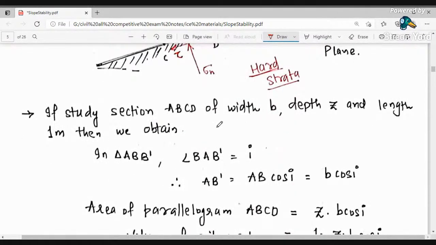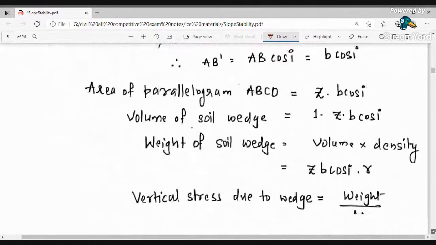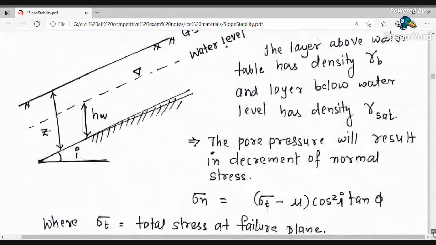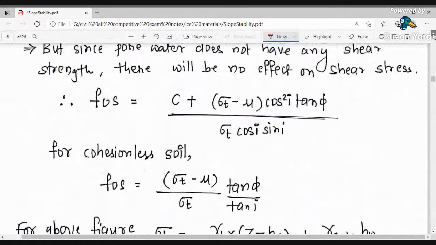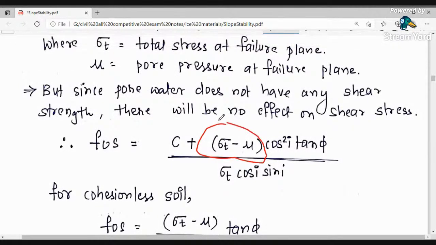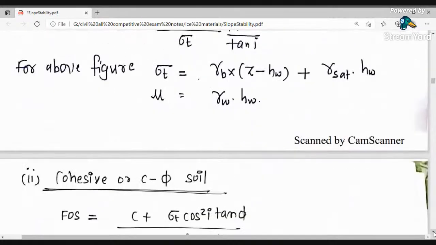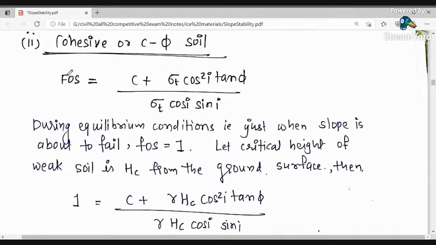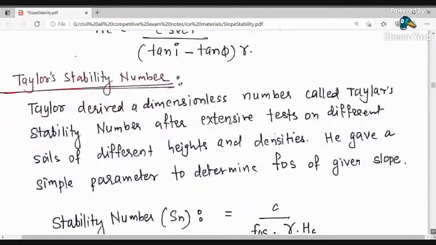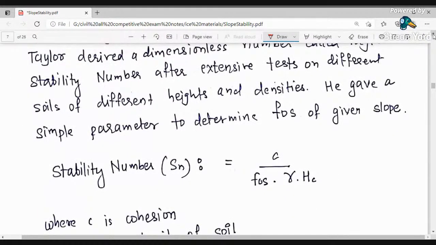So in the study section ABCD, depth Z, we can obtain this. These are not important, these are actually the derivation of how we derive those equations. If a water table is coming, then we have to consider the pore pressure effect also, so that's why we are deducting u. Okay, u means pore pressure, right? Then for cohesive soil we have another formula: c plus sigma t cos square i tan phi, divided by sigma t cos i sin i, right? Then we'll go for the Taylor stability numbers.